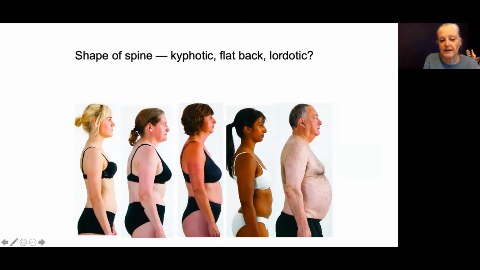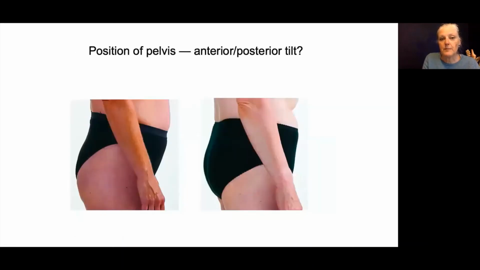And this was very carefully taken, this photo, because her pelvis is rotated anti-clockwise. It's rotated sort of to the left, and you can see some of the left side of her pelvis there. So, position of the pelvis, anterior or posterior tilt.